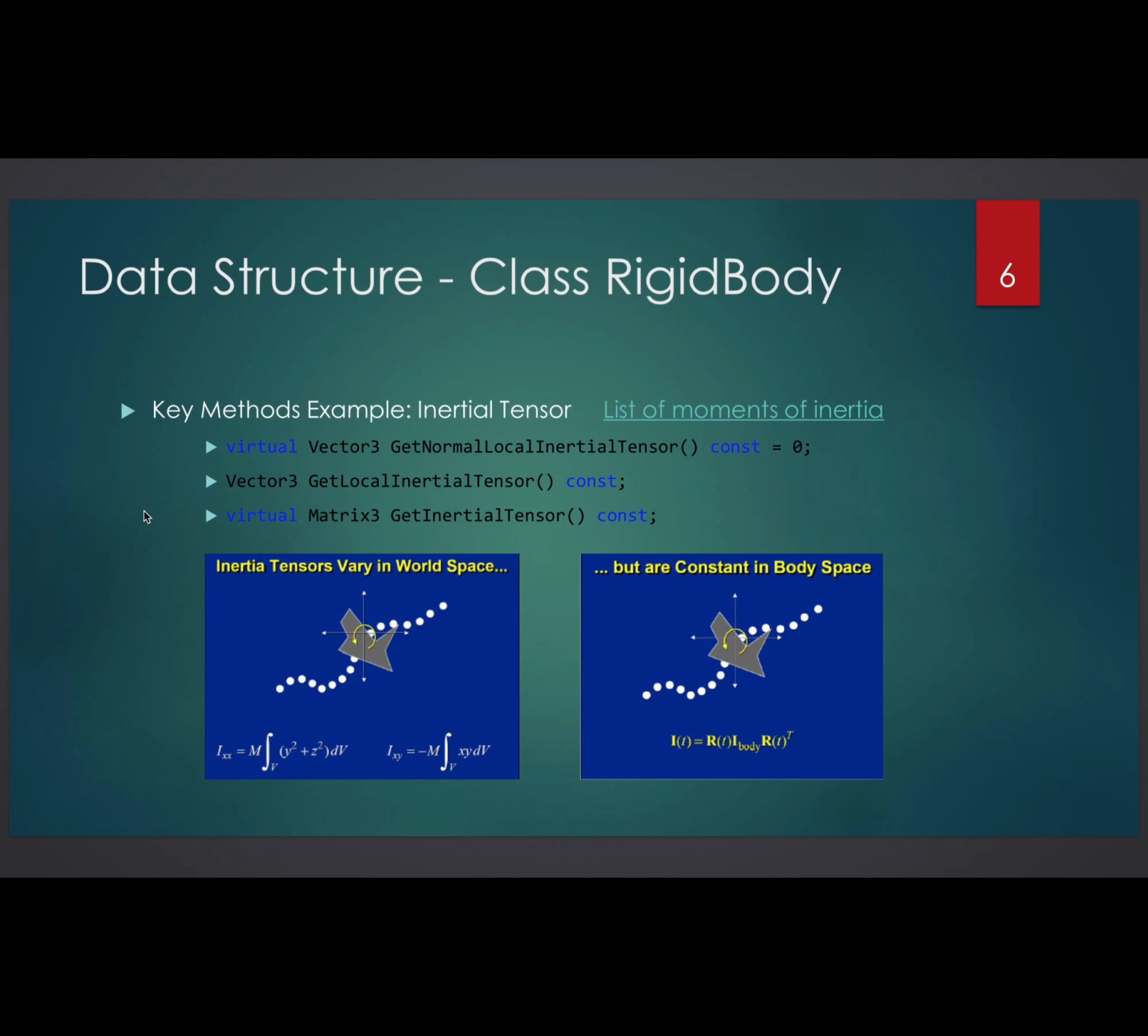For example, for the inertial tensor, you can use the first function to get the normalized local inertial tensor, use the second function to get the inertial tensor in local space, and use the third function to get the inertial tensor in world space.